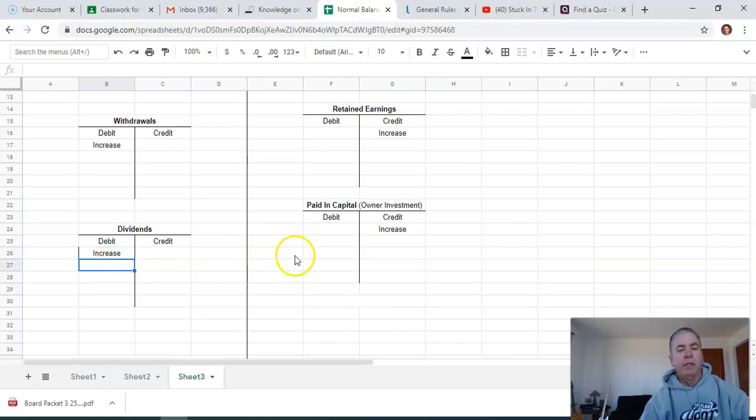And so hopefully that helps out a little bit. And once again, we'll head over to quizzes and practice these rules of debits and credits.